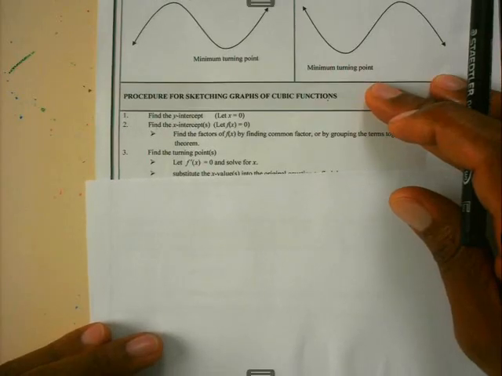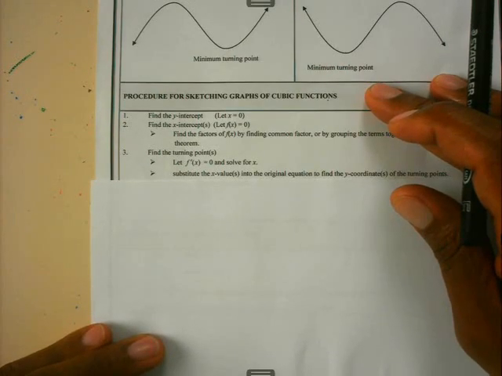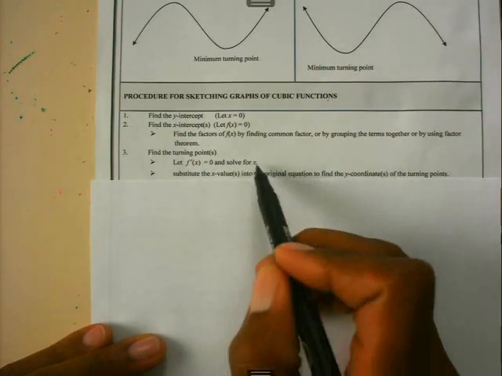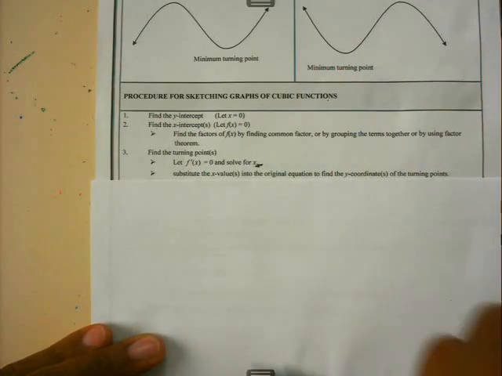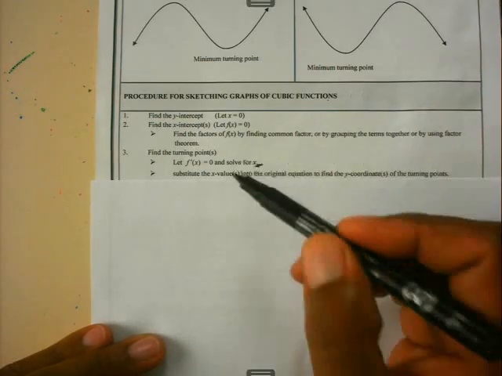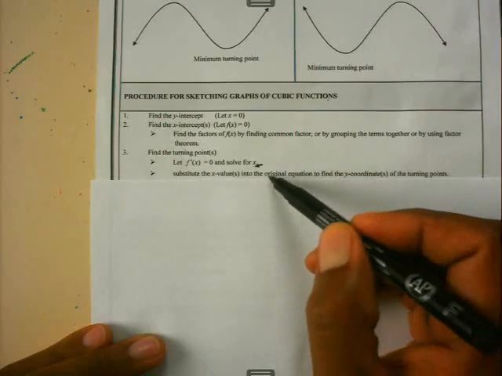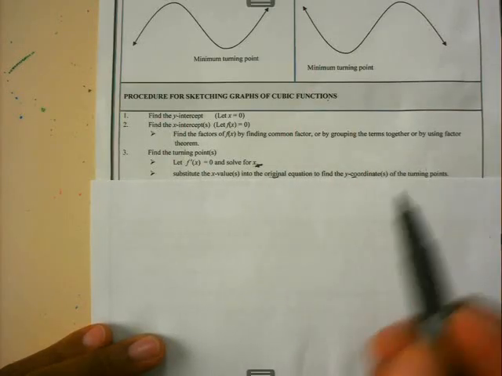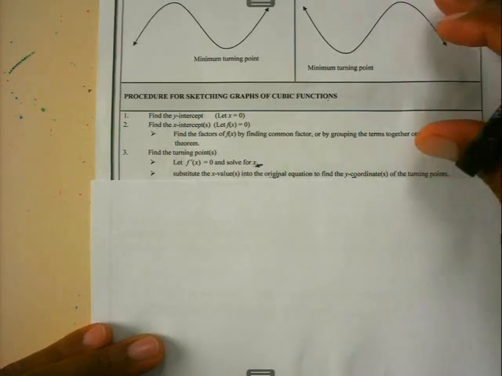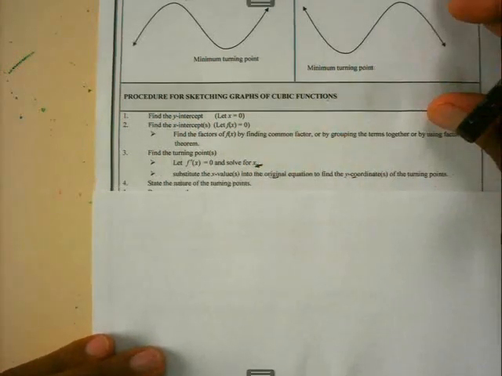Of course, once you have solved for x, the values of x that you obtained there, you will substitute those x values into the original equation to find the y coordinate of the turning point. It means from this one here, we will have the x coordinate of the turning point. Now, once you have the x coordinate, you substitute x into the original equation to find the corresponding y value.